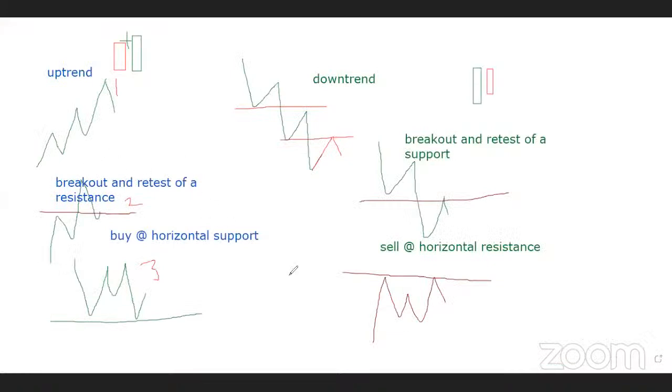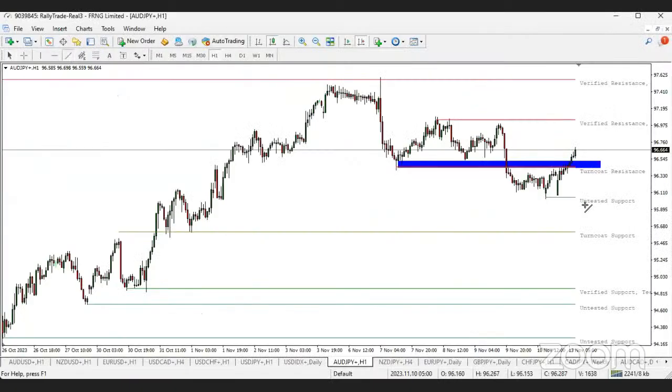You break out and retest of a resistance. So if I go back to the chart of AUD JPY, I can see a break. So now I need a pullback, which will also be serving as a retest. That is going to be formed either with a bearish candle, or with some bearish candles.